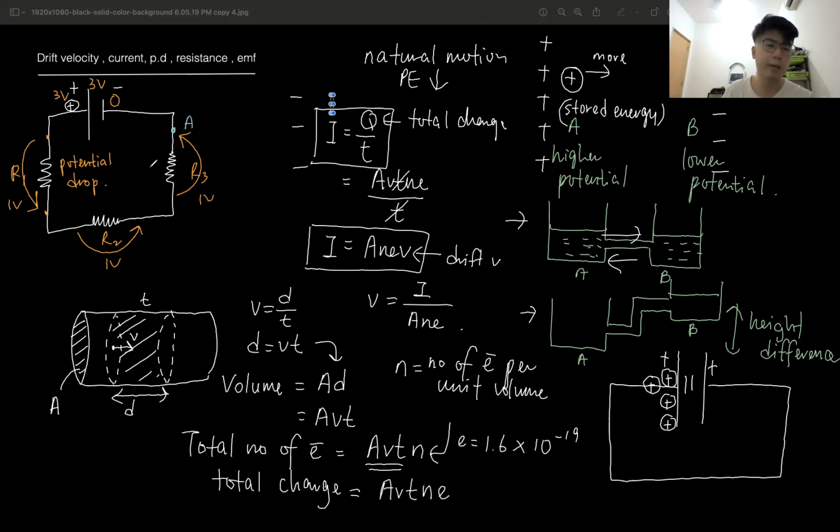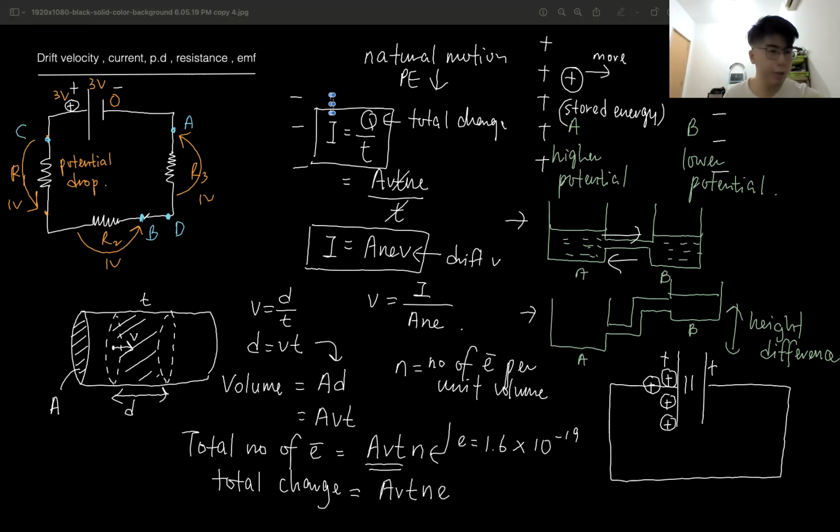Point A, point B, point C. Which point has the highest potential? The closer to the positive terminal, the higher the potential. So point C will have the highest potential, then point B, and last is point A. What if I take point D over here? B and D, which one has higher potential? With negligible wire resistance, when the current flows from B to D, there's no potential drop. That means B and D are at the same potential.